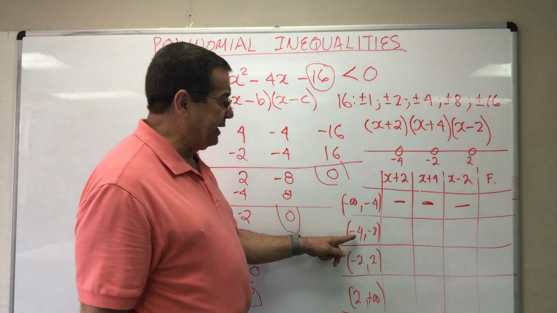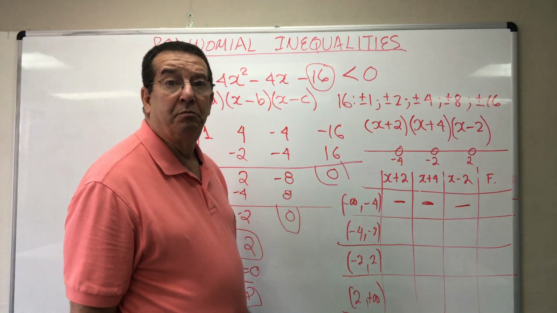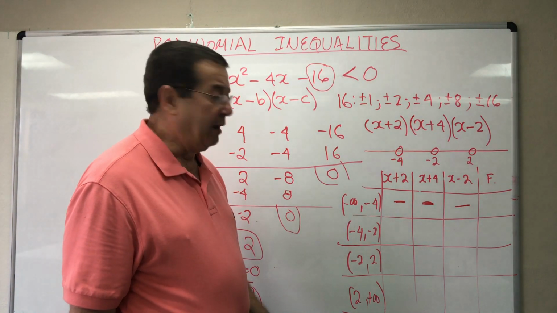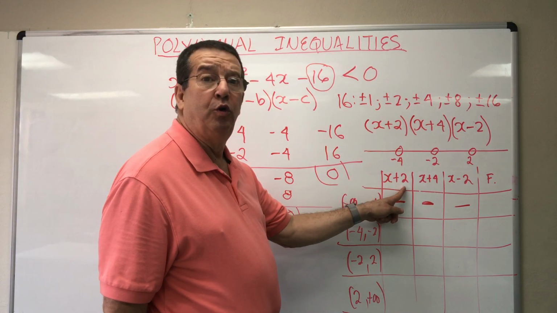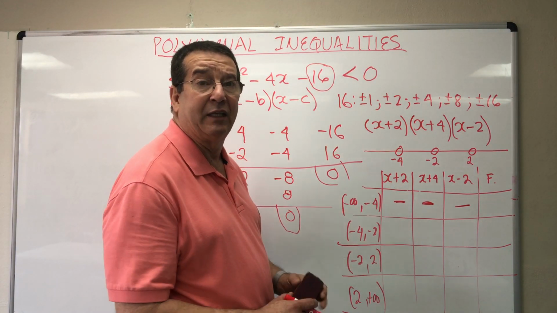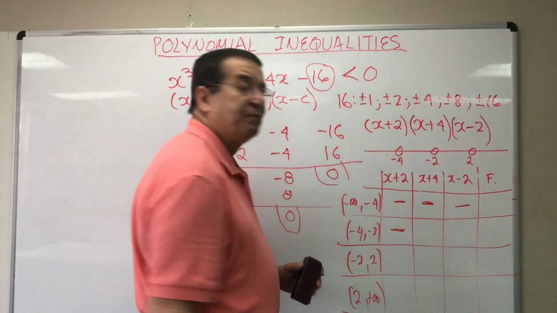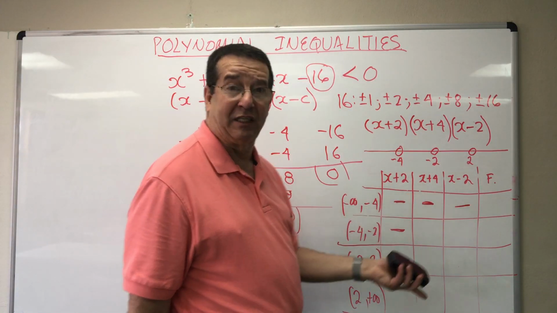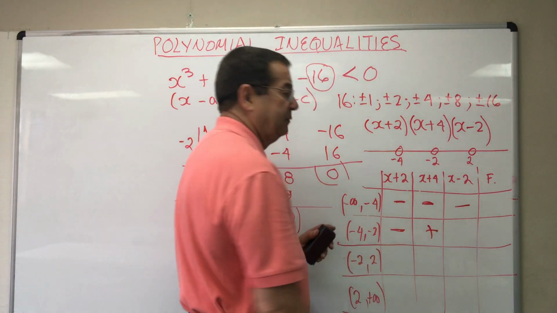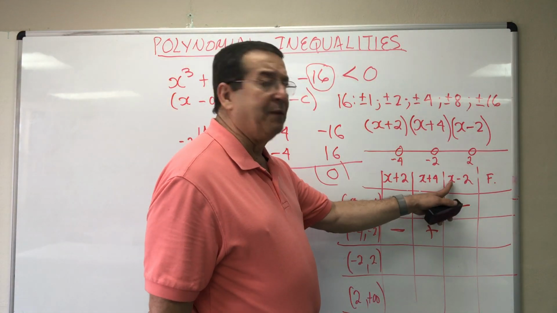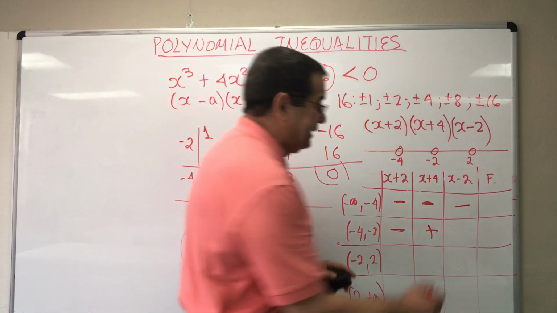Next down, between negative 4 and negative 2, negative 3, for example. Negative 3 plus 2 is negative 1, is negative. Negative 3 plus 4 is positive 1, is positive. Negative 3 minus 2 is negative 5, is negative.